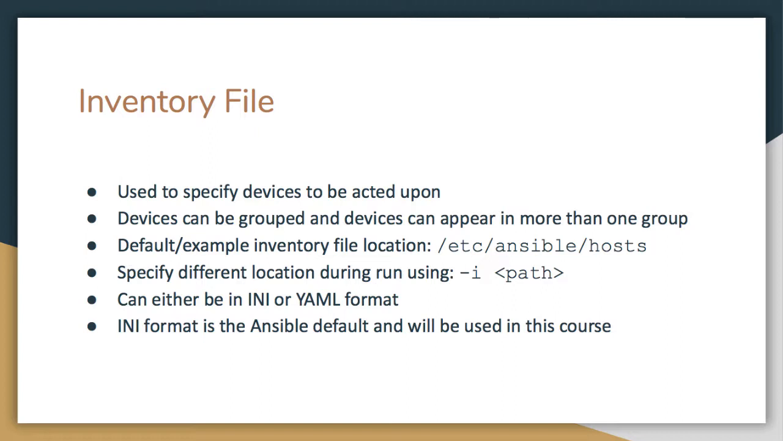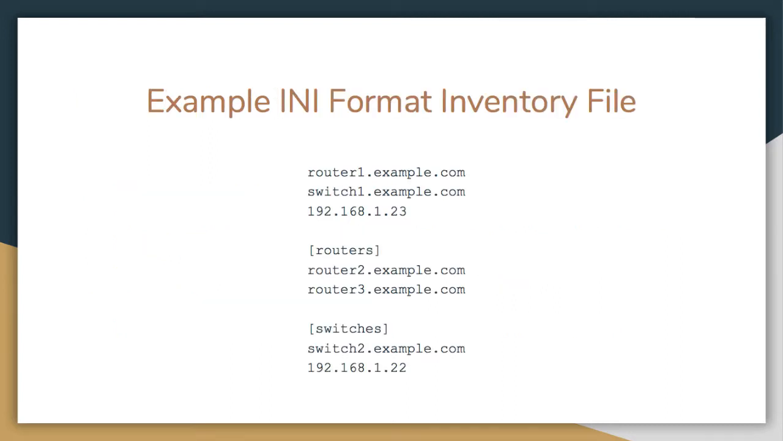The file can either be in INI format or YAML format. INI is the default format, and that's what we're going to use in this course because, like I said, it's the default, and just to keep things basic since we're all just starting off here. Here's an example of the INI format inventory file. As you see, I've got a mix of host names, IP addresses, things like that.